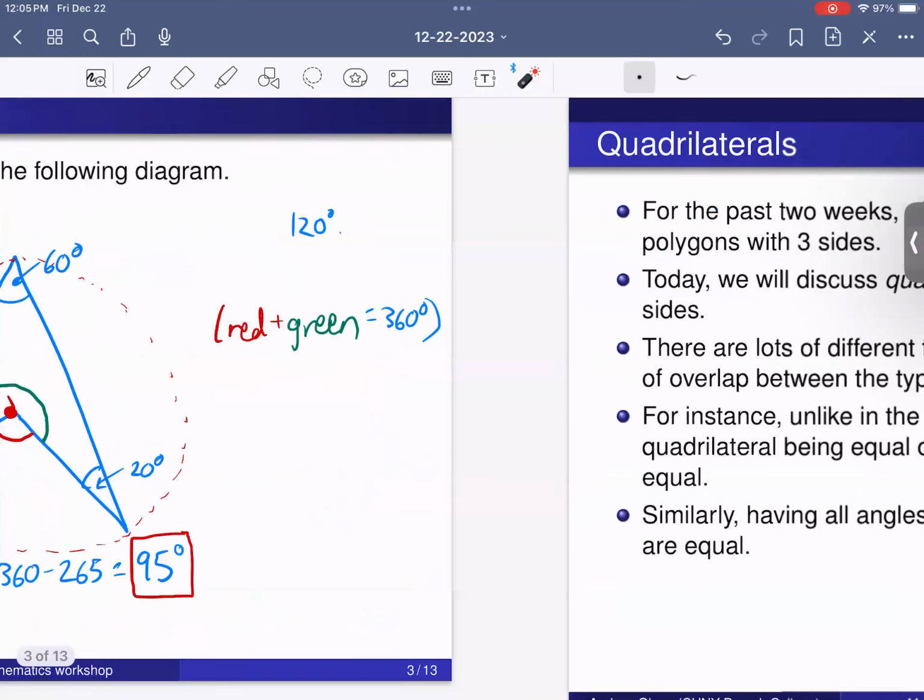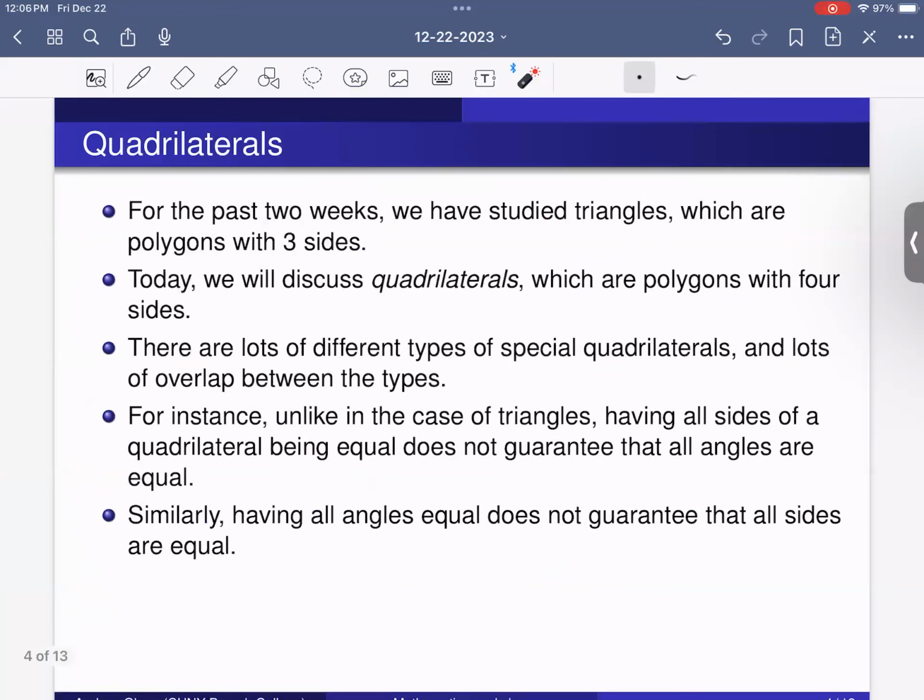Let's do some new stuff, okay? So I'll talk a little bit about quadrilaterals today. Oh yeah, please write your name if you haven't done it yet. You have any time during class to do it.